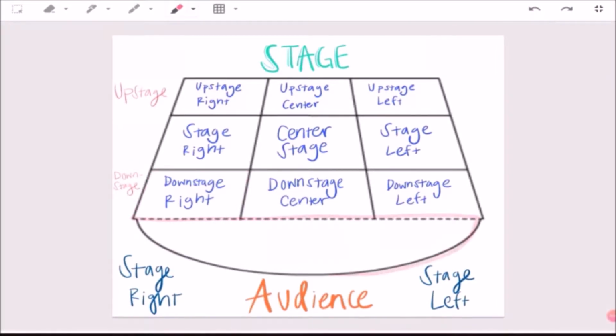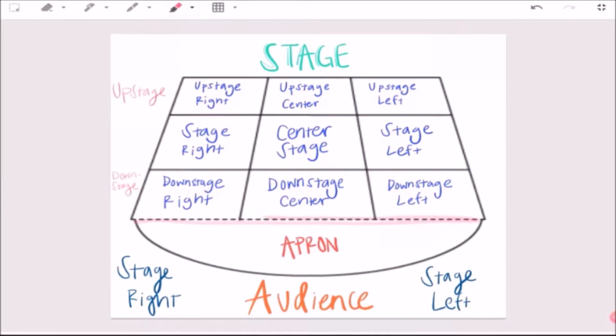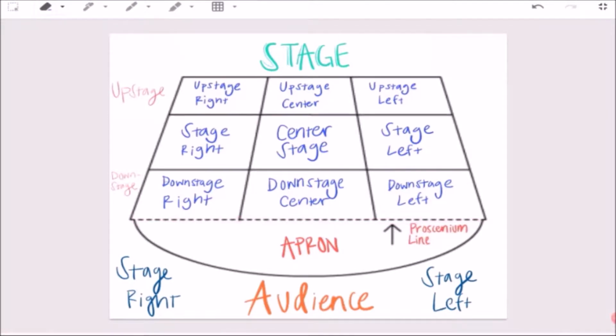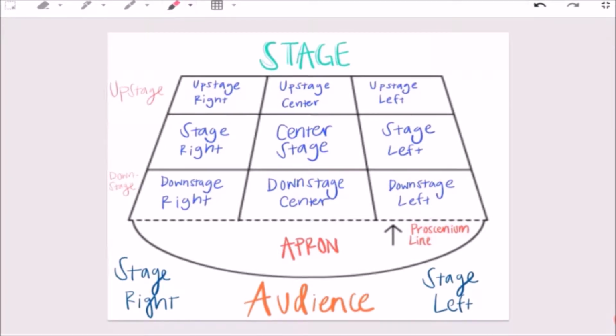This is the part of the stage called the apron. It is right in front of the audience and is separated by this line called the proscenium line. It is the invisible frame that separates the actors and the audience. To remember this, try thinking of it like a proscenium. It contains the word scene, so behind the proscenium line is where the action takes place.